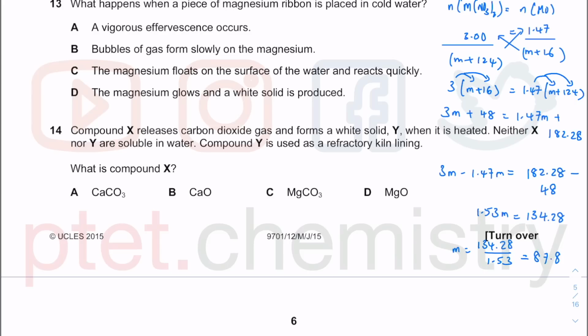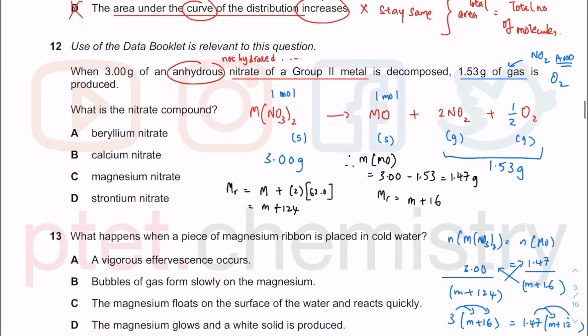So from your periodic table, this is actually the MR of the group 2 metal. So have a look at your periodic table. Look for a group 2 metal with an MR of 88, that is going to be strontium. So therefore, M is equal to strontium in group 2. So our nitrate is going to be strontium nitrate there.